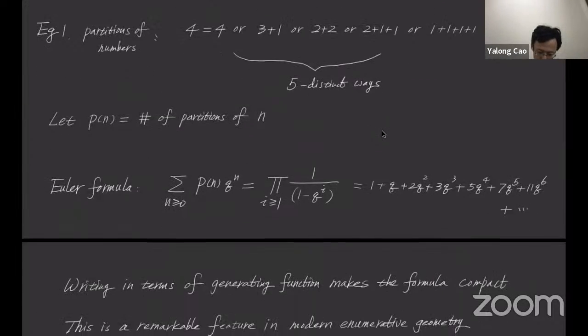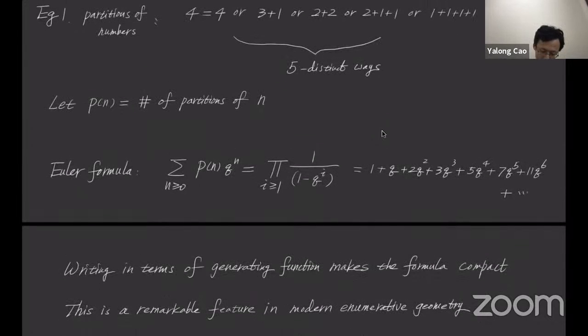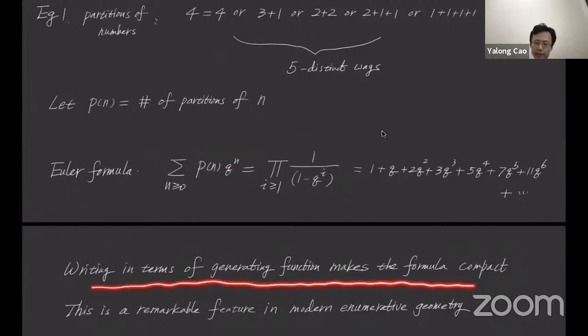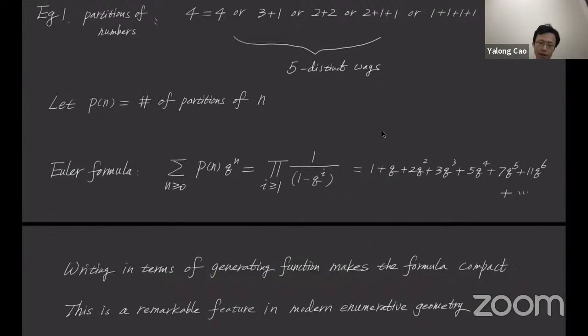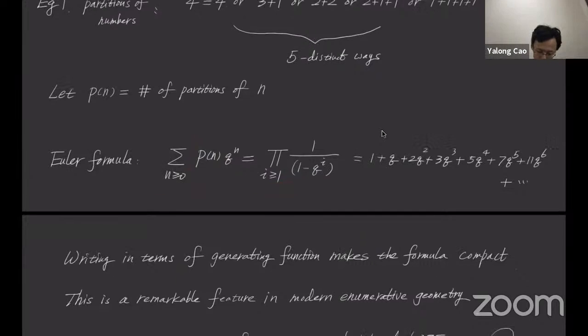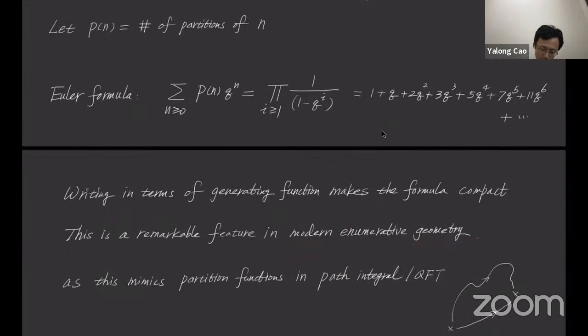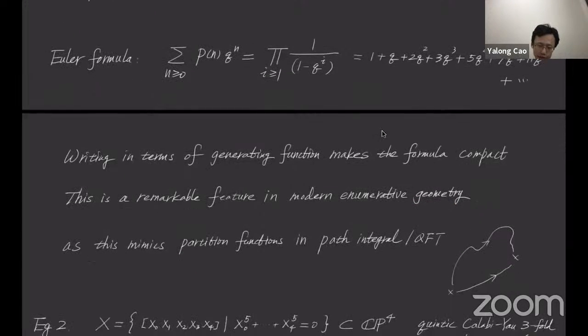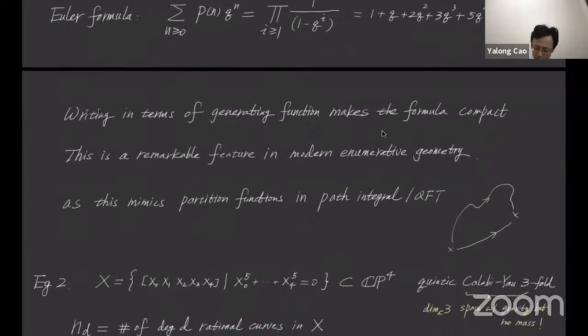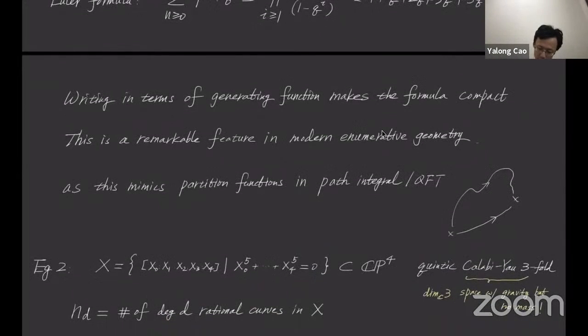From this formula, what we learn is that writing in terms of a generating series makes the formula compact and beautiful. For example, it's very difficult to write down an explicit formula for what Pn is, but writing it in terms of a generating series is quite compact and nice. This is a remarkable feature in modern enumerative geometry, because this is mimicking the partition function in the path integral in quantum field theory. We consider all possible paths between these two points.